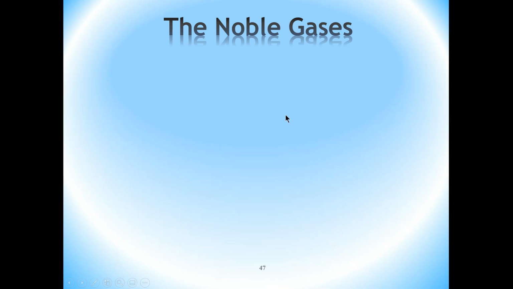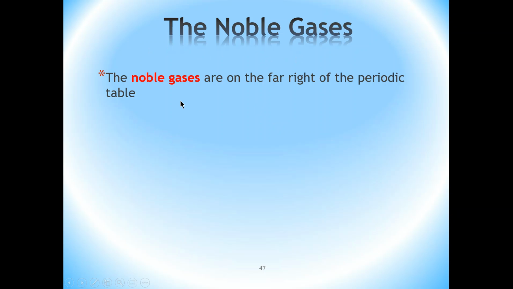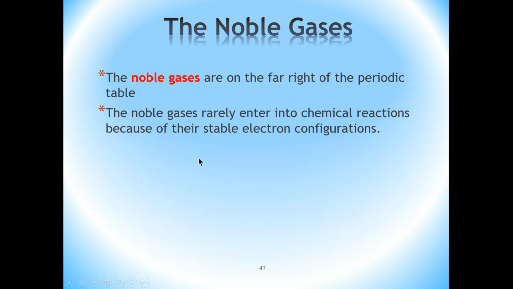So now we're going to close out this chapter by looking at some general information concerning different elements and different groups in the periodic table. We're going to start off with a discussion of the noble gases. The noble gases are the elements located to the far right of the periodic table in group 8A. They're called noble gases because they are very stable.